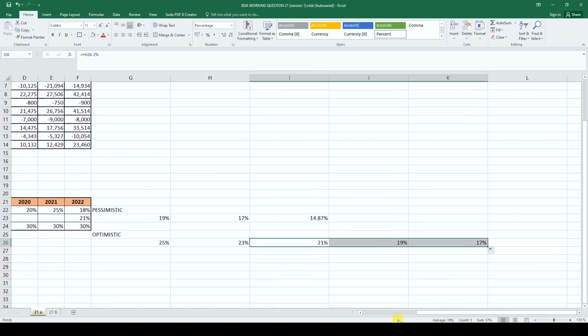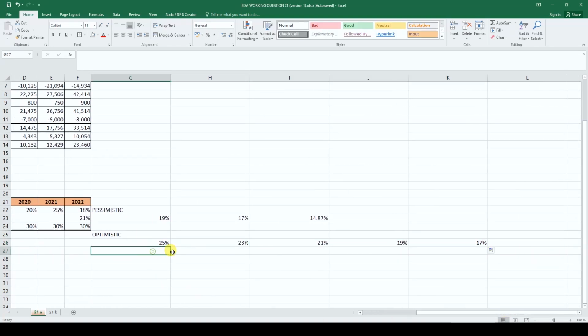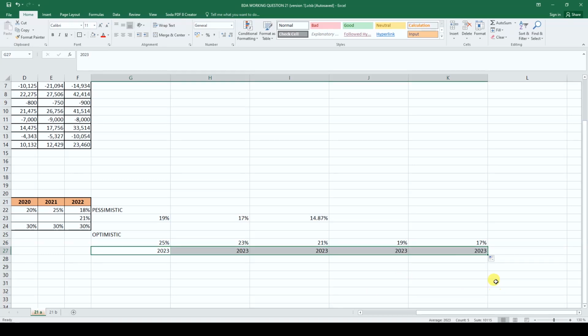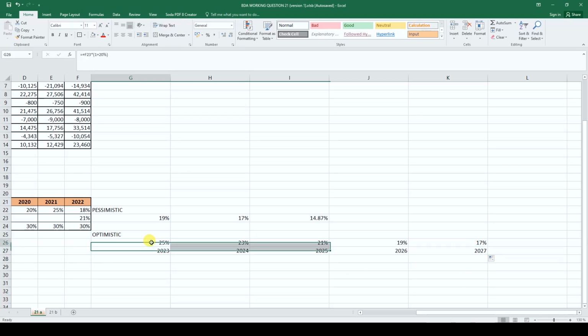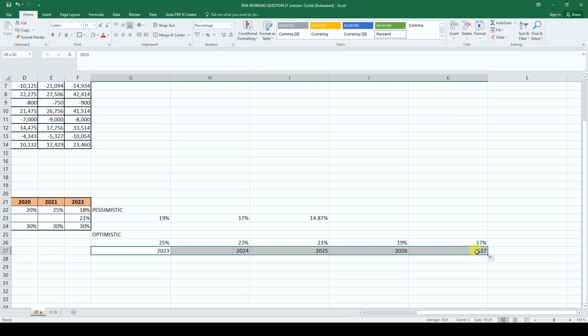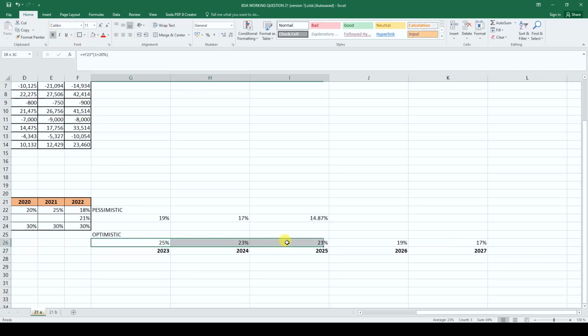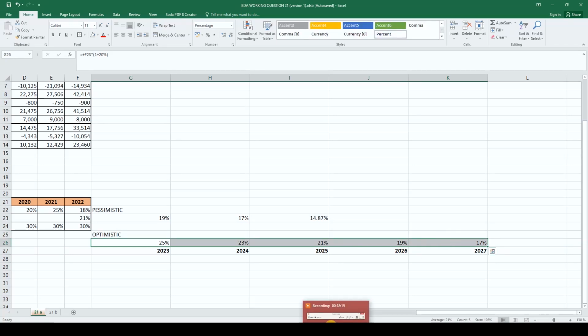So what are we saying? This is 2023, and we can increase like that until 2027. So fill series. So this will be the rates for the years over here. These are the years, bold that. These are going to be the rates right here. So we've picked 25% for 2023. Now we need to pick 23% for 2024.